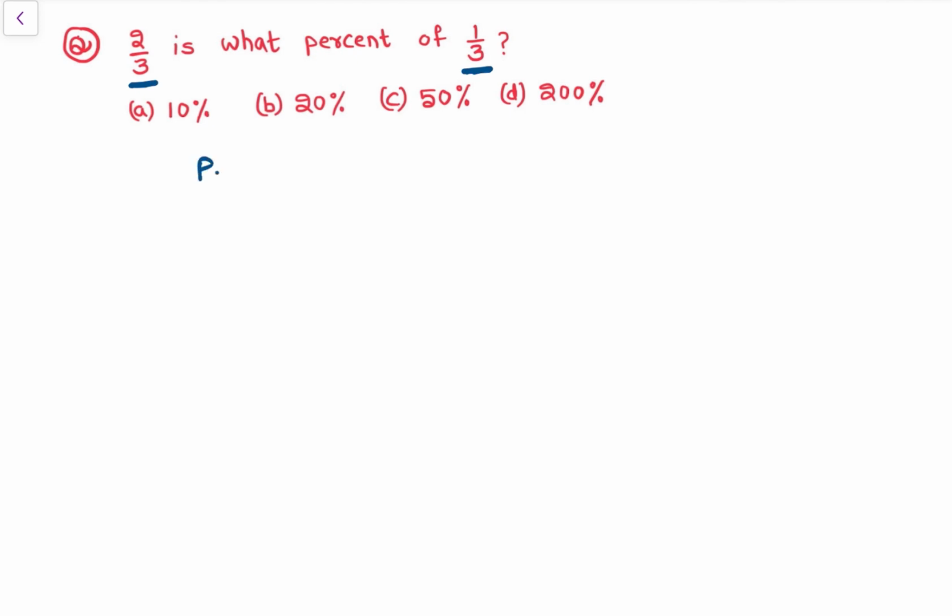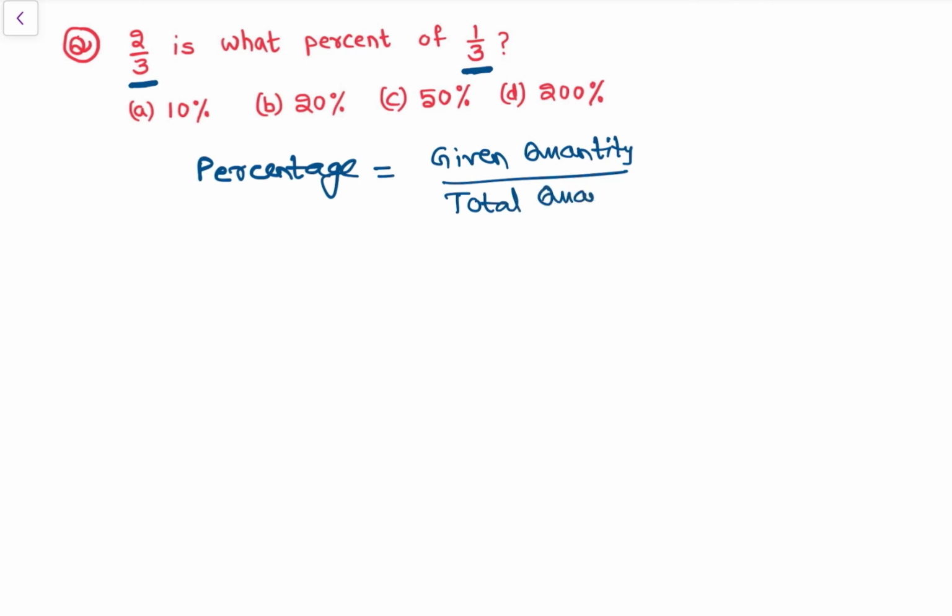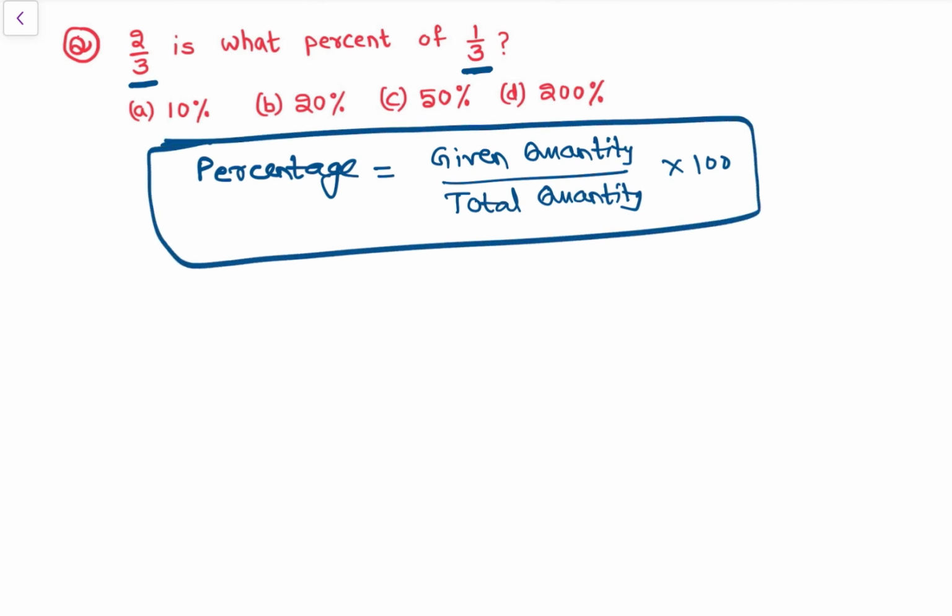Formula is simple thing, that is percentage is equal to given quantity divided by total quantity into 100, ठीक है. गिवन क्वांटिटी बाई टोटल क्वांटिटी, ठीक है. टोटल क्वांटिटी हमेशा नीचे आएगा, दैट वी नीड टू रिमेंबर, ठीक है. परसेंटेज में टोटल क्वांटिटी विल बी डाउन.